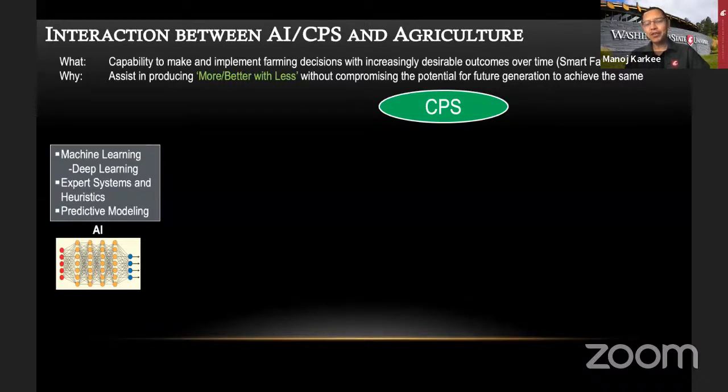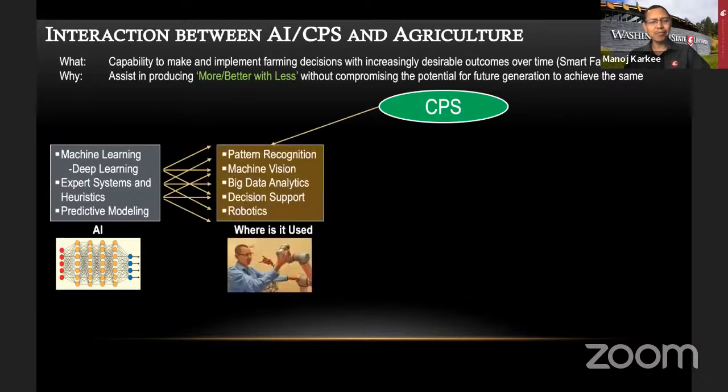Expert systems and heuristics, where we'd like to use the knowledge of experienced farmers, horticulturists, crop scientists, in other words, some of the domain experts, as well as expert farmers, in developing new solutions and developing decision support and other kinds of modeling systems that would be helpful for farming. And predictive modeling is another tool, again, available within the scope of AI.